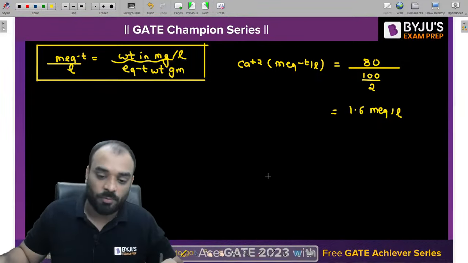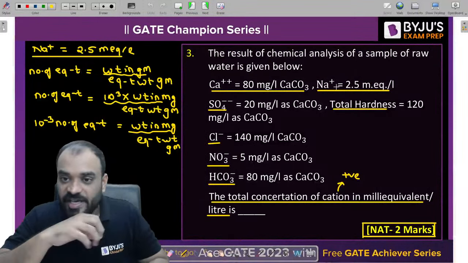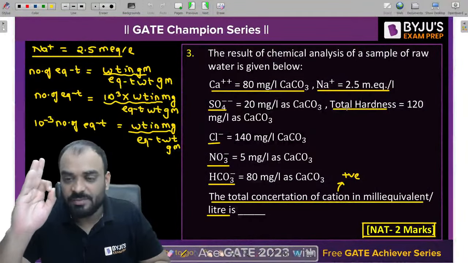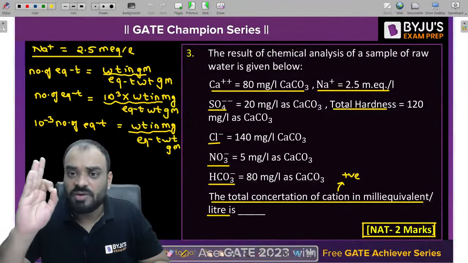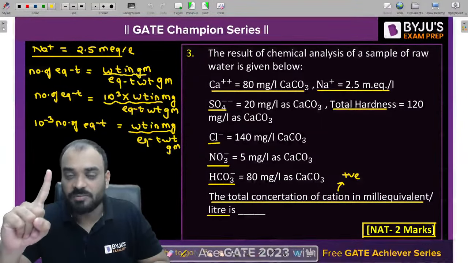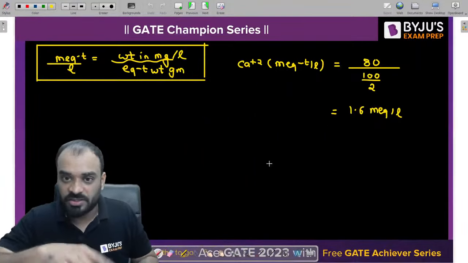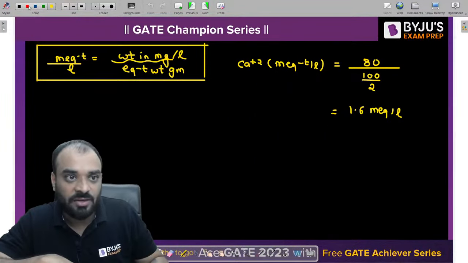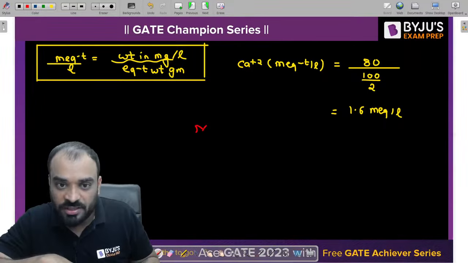Now there is one more problem. They have given the total hardness. If it is total hardness, we will have two components in this case: calcium plus 2 ion and magnesium plus 2 ion. Yes or no? So can we calculate the magnesium plus 2 ion concentration?